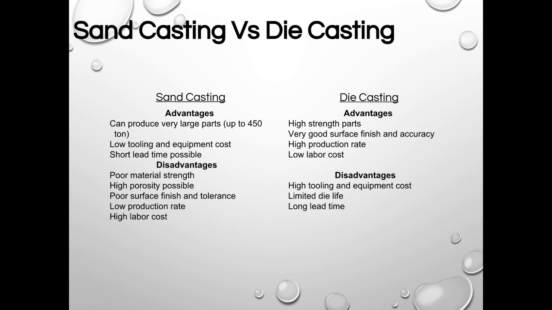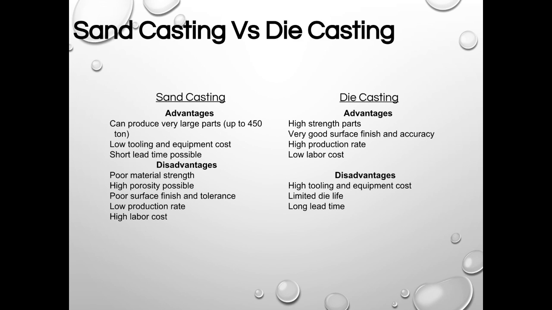At the same time, sand casting also has some disadvantages when compared to die casting. Sand-casted products obtain relatively poor material strength and high porosity possibility. Tolerance and surface finishing are also poor for sand-casting products. However, die-casted parts have high strength and very good surface finish and accuracy, which means they would have better quality.